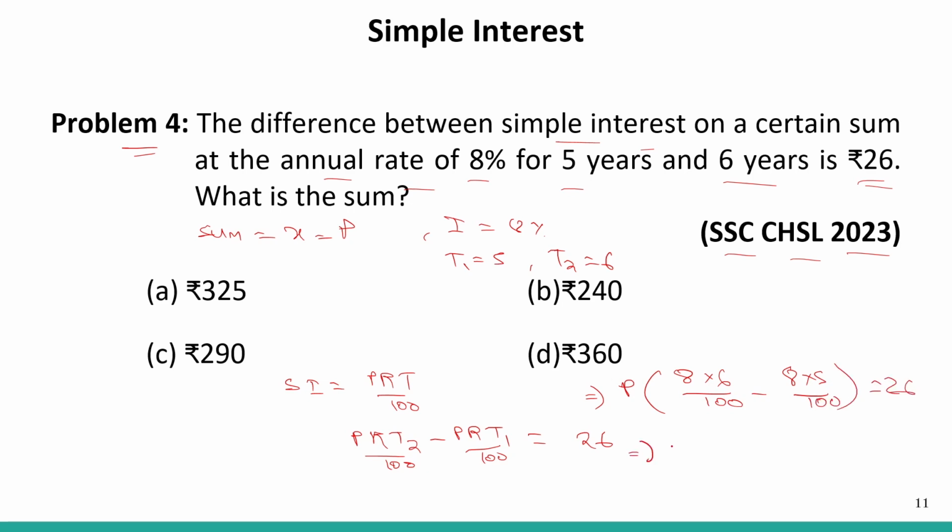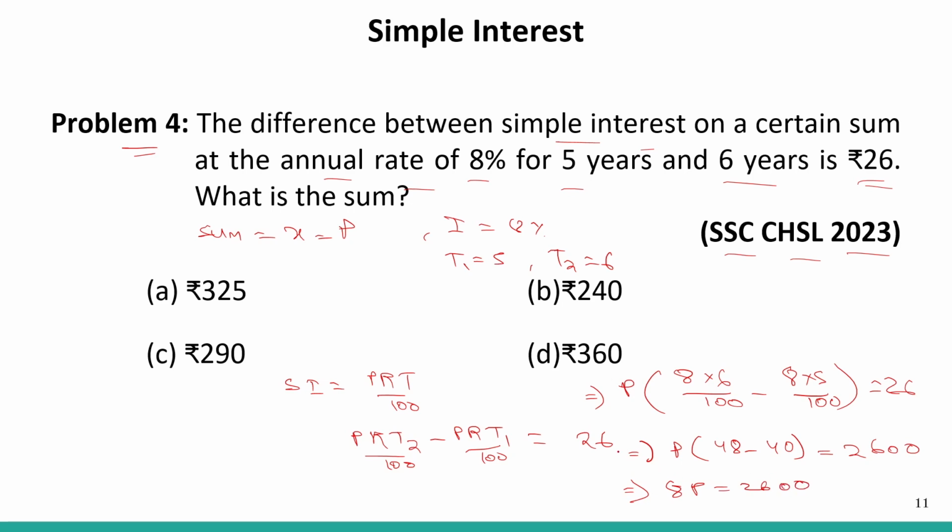So this implies that we can also write P into, so 8 into 6 is equal to 48 minus, 8 into 5 is equal to what? 40, right? So we can take the common out from the denominator, and since we can reciprocate it on the RHS side, what will be left with us is 2600, right? So this implies that 8P is equal to 2600.